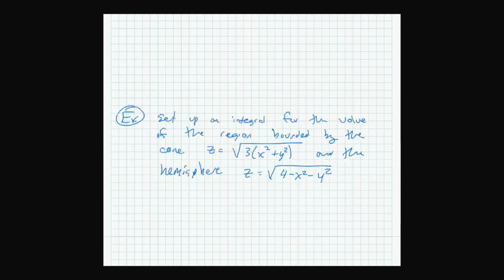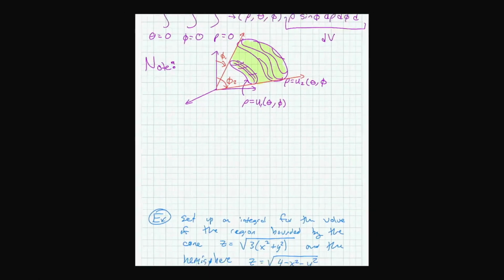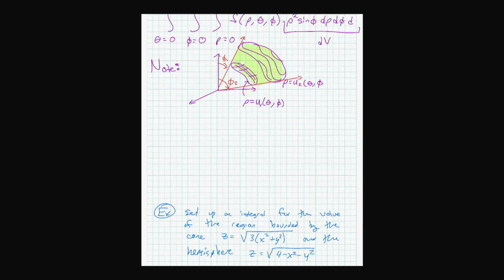If you've got this kind of thing going on, what your integral would look like is your first integral that you set up, the inside one, would be from rho equals this one, the inside radius, so u1 of theta and phi, to rho equals u2 of theta and phi, like that.